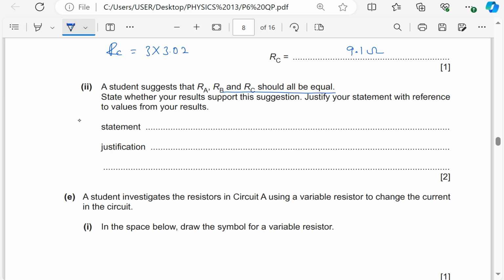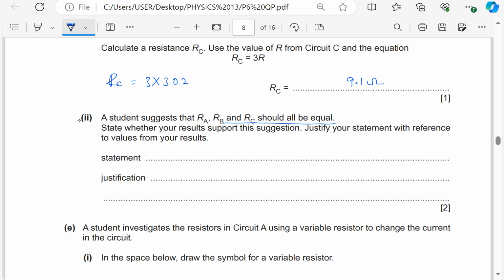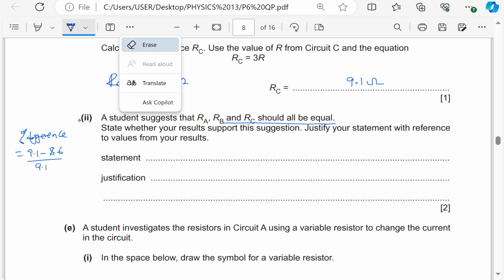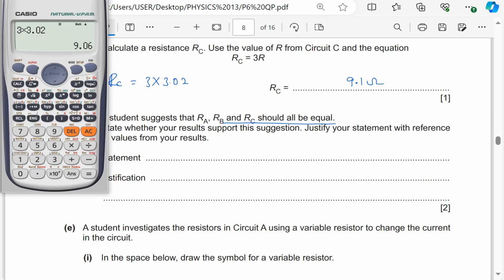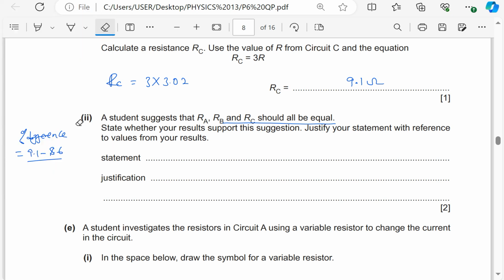So first of all, I will check the percentage difference in the highest values. So percentage difference is going to be, the highest is 9.1, the lowest is 8.6. I divide by the highest, or you can divide by the average. So I will divide by the highest, which is 9.1. Or let me divide by the average. The average is 9.1 plus 8.8 plus 8.6 divided by 3. So the average is approximately 8.8. So I can divide this by 8.8.